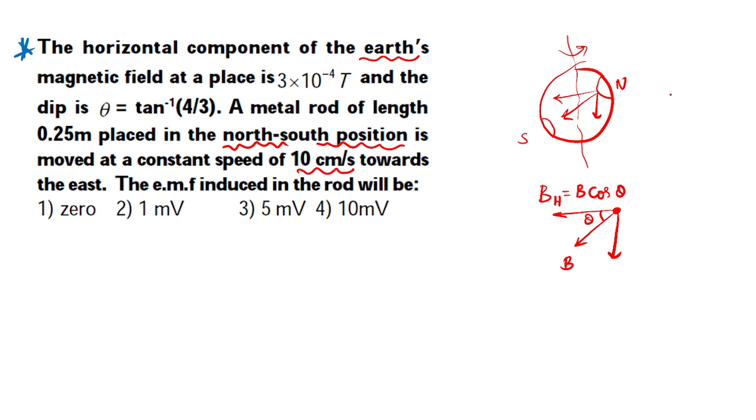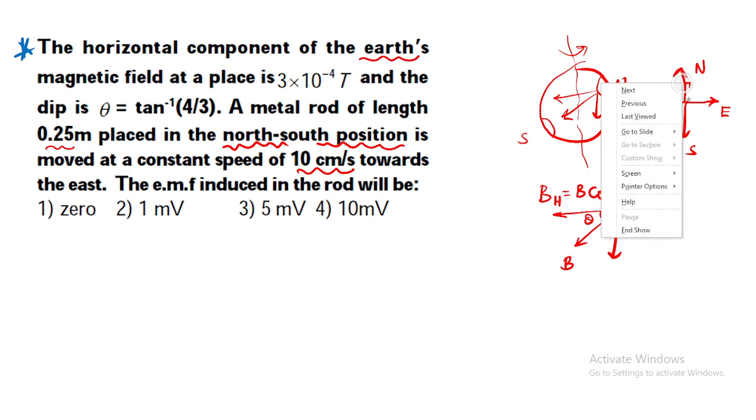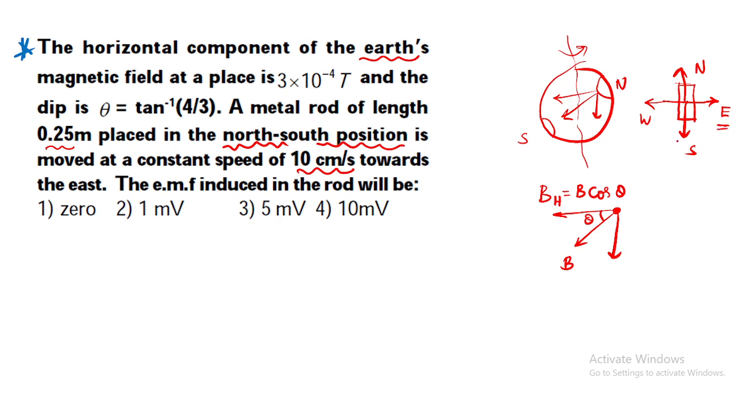Now, a metal rod of length 0.25 is placed in a north to south position. For example, this is north, this is east, this is south, and this is west. You are placing the rod in this manner and dragging it. Which direction are you dragging it? East direction, right?